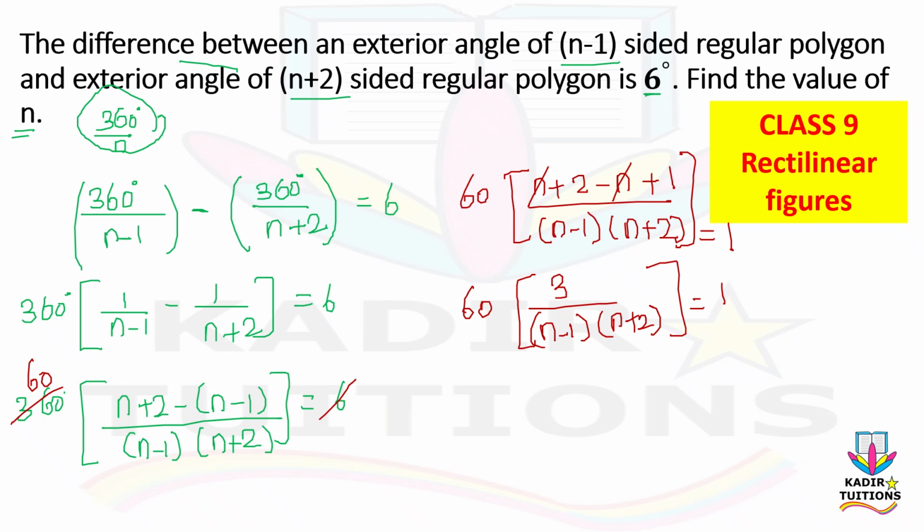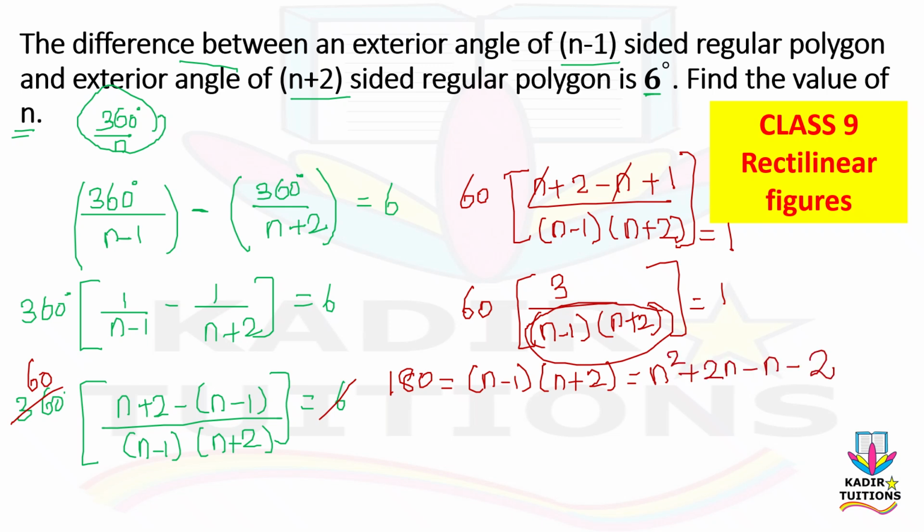So what I can do now, I can move this n-1 n+2 to the other side. So 60 into 3 is going to be 180. If we move this to the other side, what you will be getting? n-1 into n+2. Still we can simplify by doing the multiplication. So n square plus 2n minus n minus 2 we will get. When we are simplifying this, 2n minus n will become plus n, and this 180 is going to the other side, so it will become minus 180. So already minus 2 is there, so it's going to be minus 182 equal to 0.